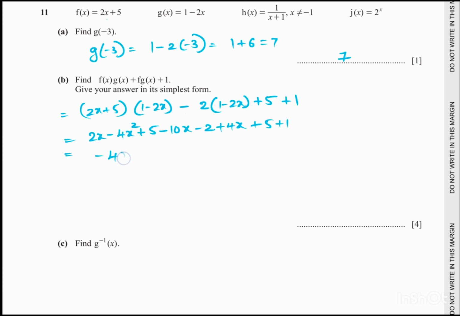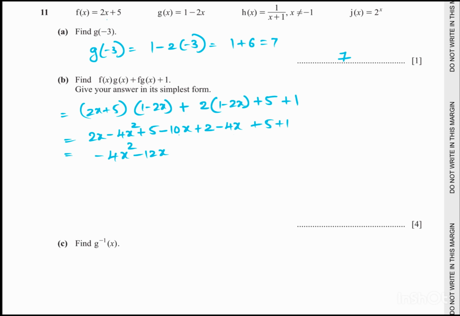Keeping only the x squared term at the start, all x terms need to be simplified. Minus 10x plus 4x, no, this is plus by mistake, so it should be minus 4x, not plus 4x, and this is plus 2. Okay, 2 into plus 1 is 2, 2 into minus 2x is minus 4x. So minus 10x minus 4x plus 2x will be minus 12x. Then 5 plus 5 is 10, 10 plus 1 is 11.